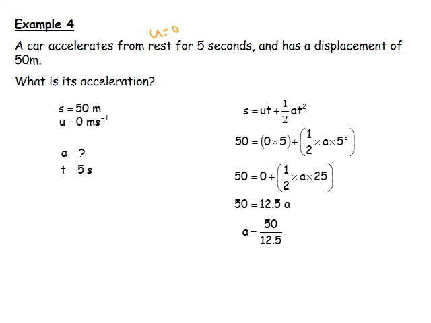Okay, so we're going to go with the third one. S equals ut plus half at squared. We substitute in the numbers and we get our answer plus unit at the end.